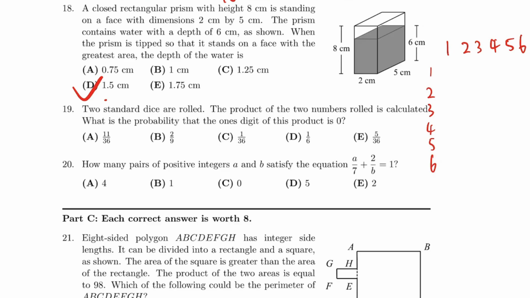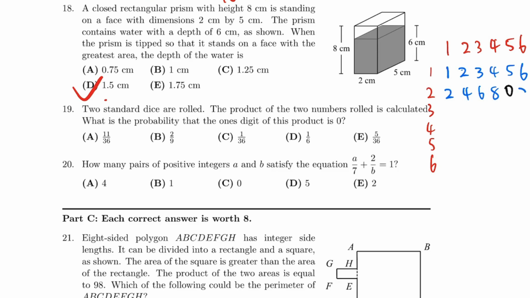Okay, so let's see their last digit. Let's use another color. So 1 times 1 is 1. 1 times 2 is 2. 1 times 3 is 3. 1 times 4 is 4. 1 times 5 is 5. 1 times 6 is 6. Okay, we will only focus on the last digit, the ones digit, right? So 2, 1, 2, 4, 6, 8. Okay, our first 0 is here.